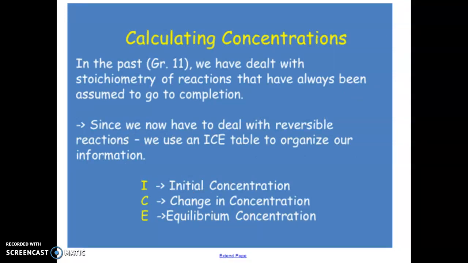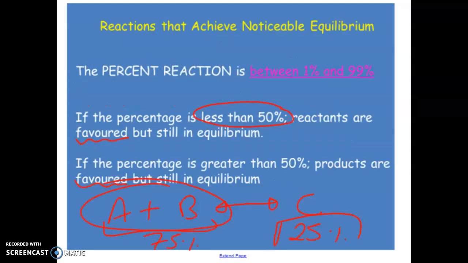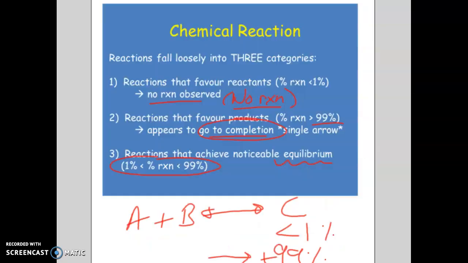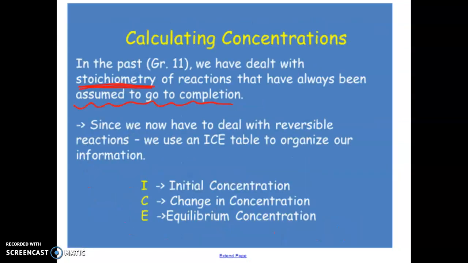Okay, so calculating concentrations at equilibrium. Up until now, we've only ever dealt with stoichiometry when looking at chemical reactions, and we always assume that they went to completion, right? That goes back to this little guy here we did. Like A plus B making C, we can determine this by using mole ratios. But we haven't yet seen calculations involving equilibriums that have been established.